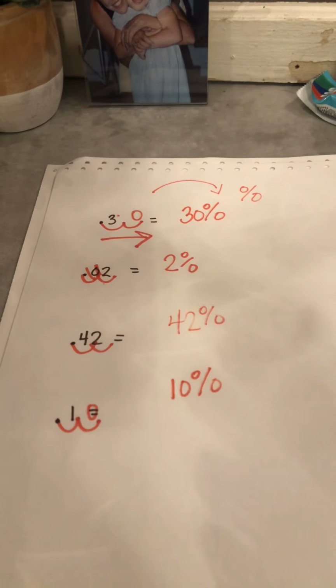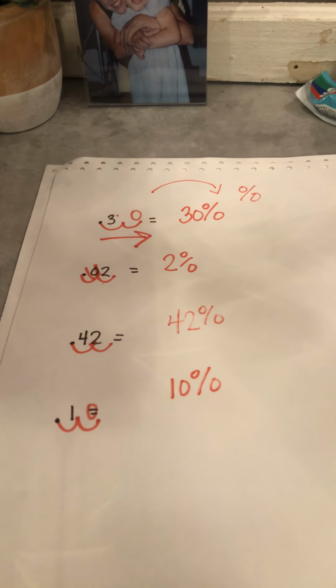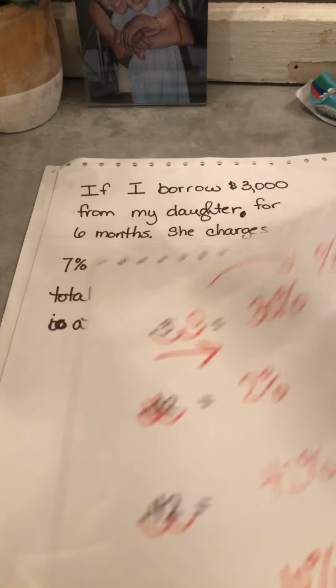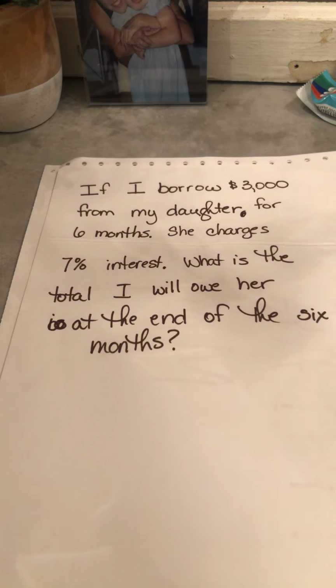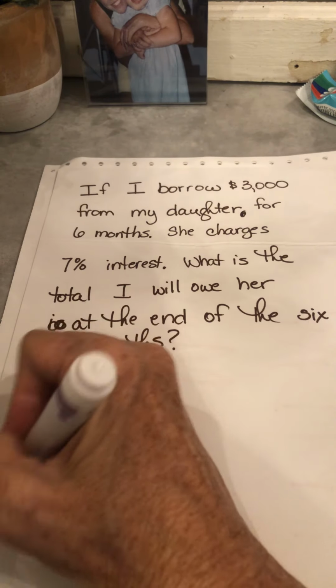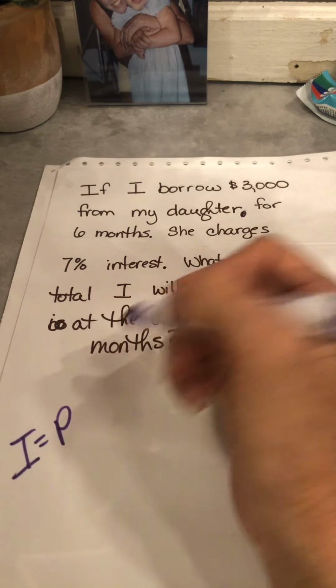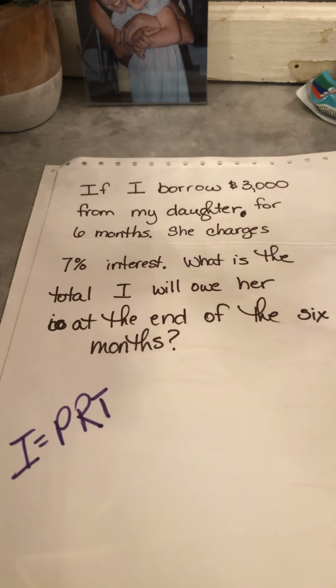Now, let's go back. All right. Okay, let's go back to our formula. Remember, our formula for interest is principal times rate times time.